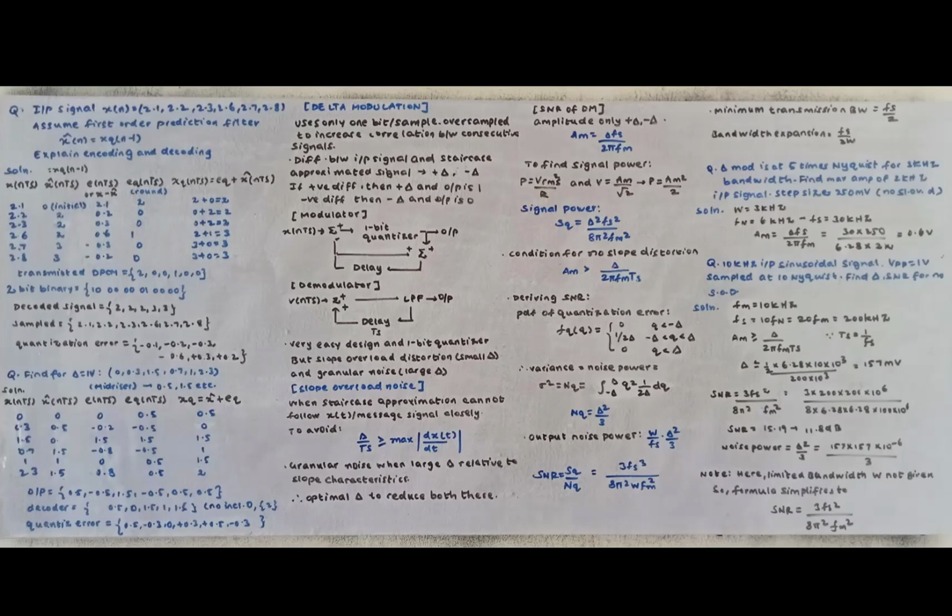But yeah, so you have that SNR is 11.8 decibels, noise power is delta square by 3, and here limited bandwidth W is not given. Yeah, so look, like I've written there, formula simplification 3fs square by 8 pi square fm square.